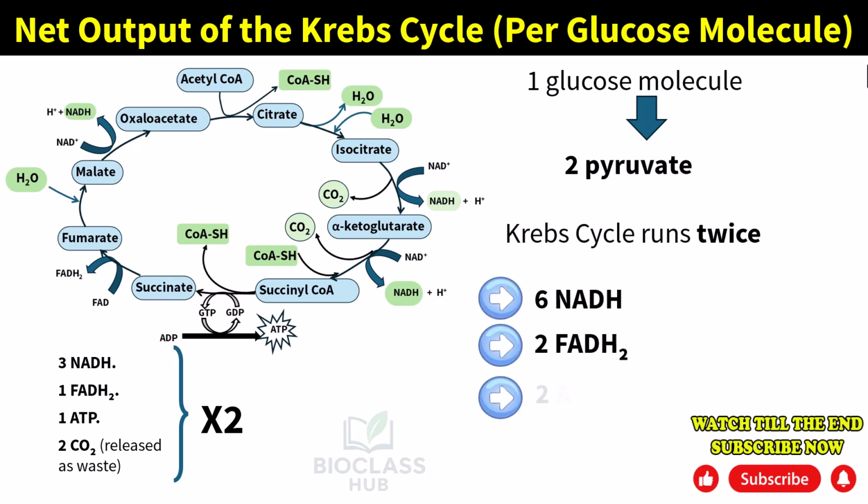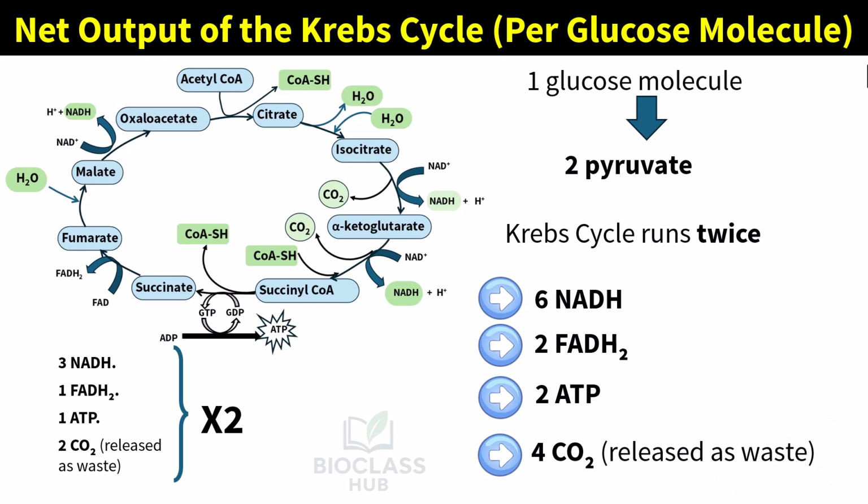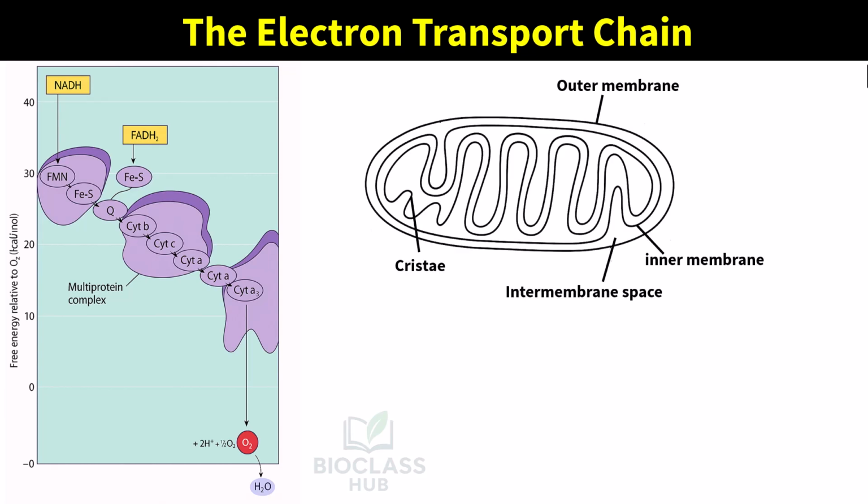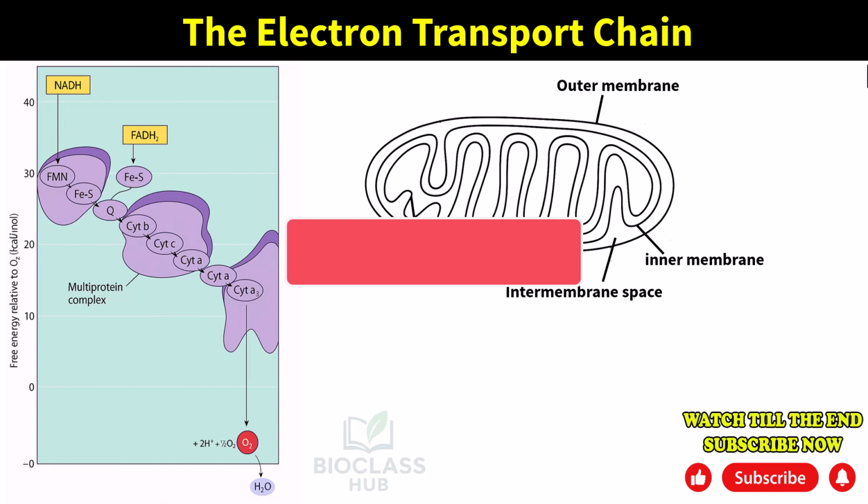The electron transport chain and chemiosmosis are the final stages of cellular respiration, where most of the ATP is produced. These processes occur in the inner mitochondrial membrane in eukaryotic cells. The electron transport chain uses high-energy electrons from NADH and FADH₂, produced in glycolysis and the citric acid cycle, to create a proton gradient, which drives ATP synthesis through chemiosmosis.